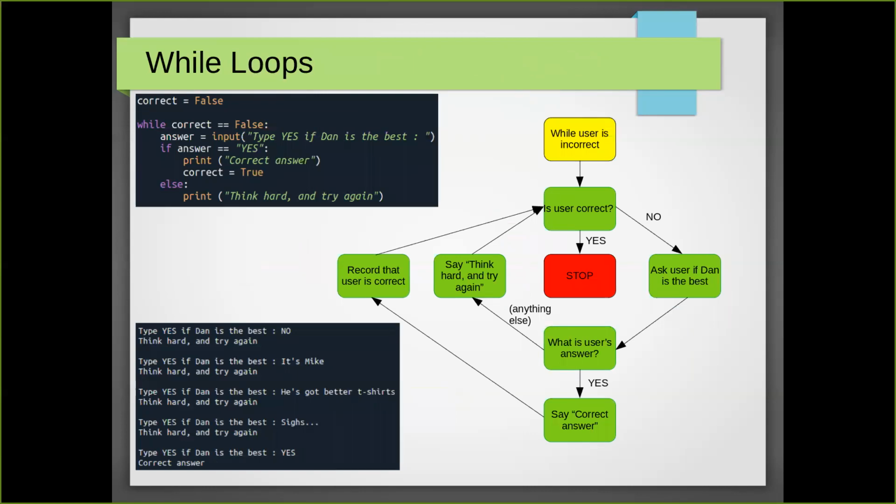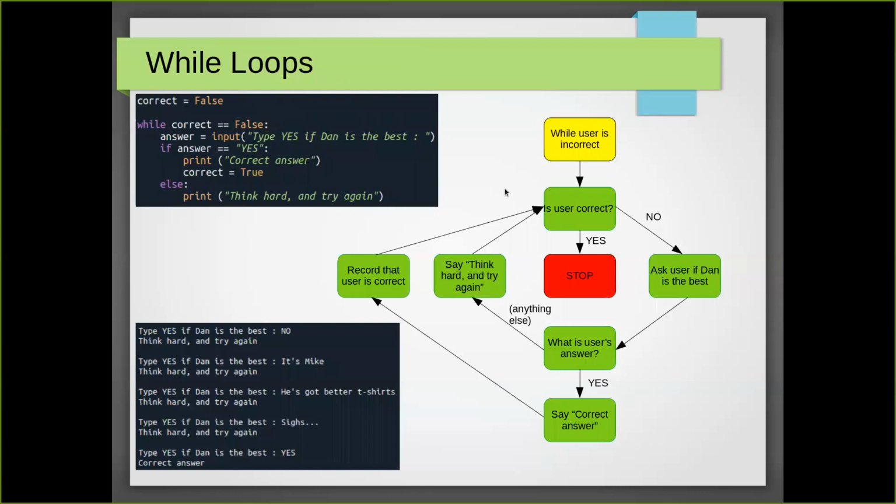So that's for loops. We've also got while loops, and while loops are also really useful. So let's imagine that we want to write a program, and why wouldn't we, that asks the user to type yes if Dan is the best, and it kept asking the user to do that until they typed yes. Now, obviously, this is a very good program that you should all write. So let's think about what we want the loop to do.